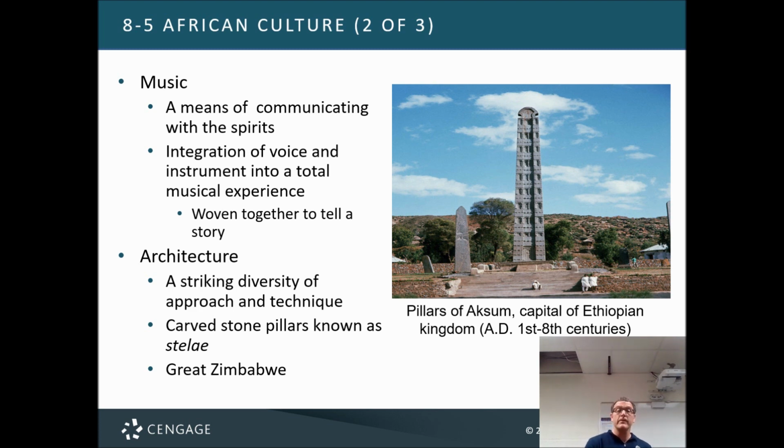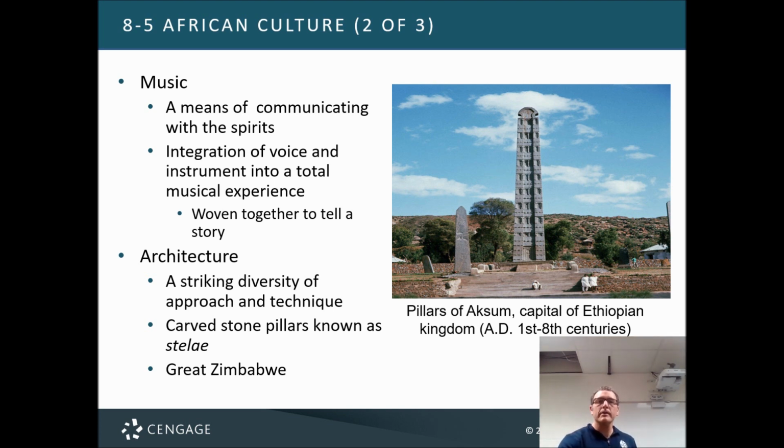Now, another important feature of African music is the use of voice. So not just voice in terms of lyrics, but voice in terms of, again, if we went back and turned the sound on, you'd hear what I'm talking about.